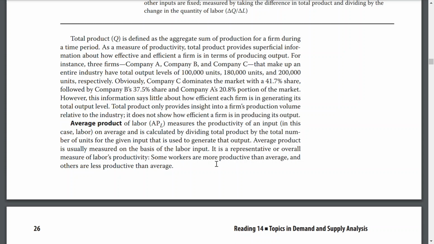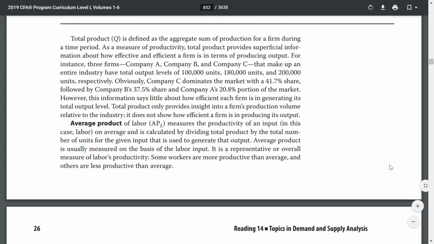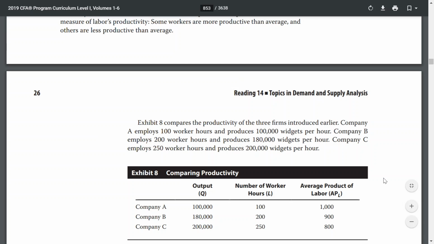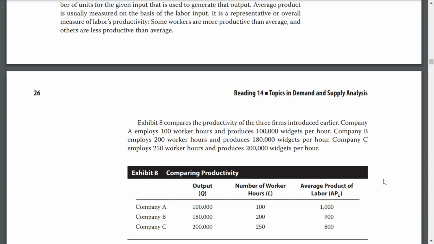Average product is usually measured on the basis of labor input. It is a representative or overall measure of labor productivity. Some workers are more productive than average, and others are less productive than average. Exhibit 8 compares the productivity of the three firms introduced earlier. Company A employs 100 worker hours and produces 100,000 widgets per hour.